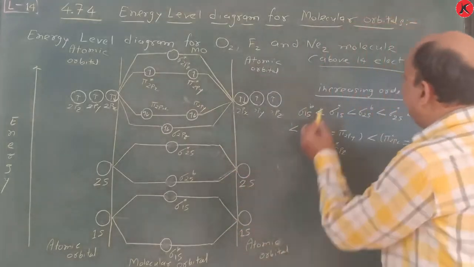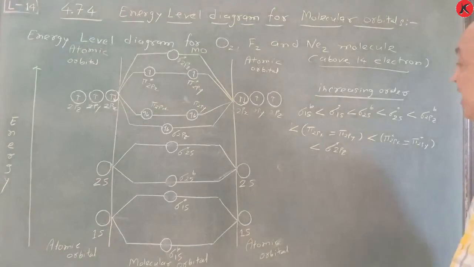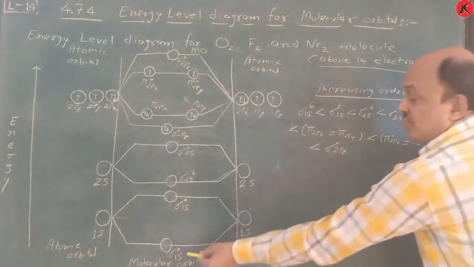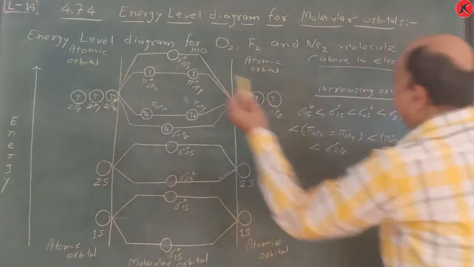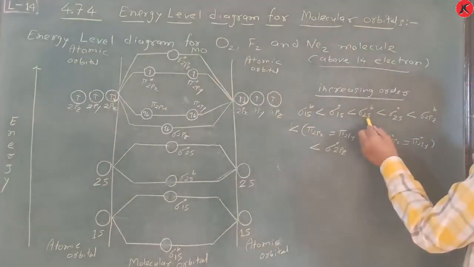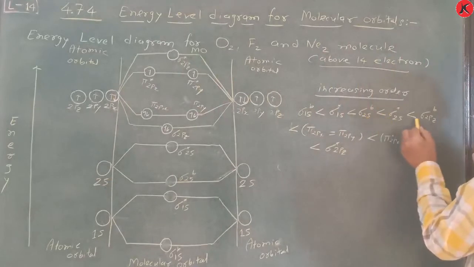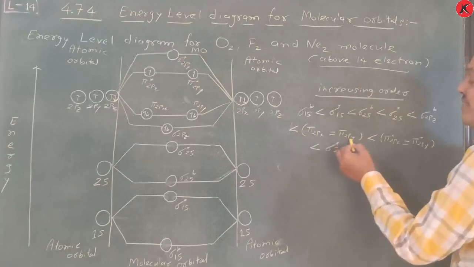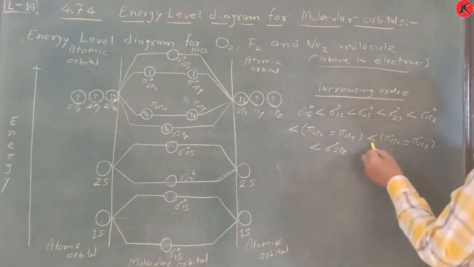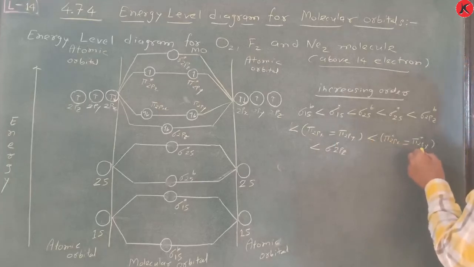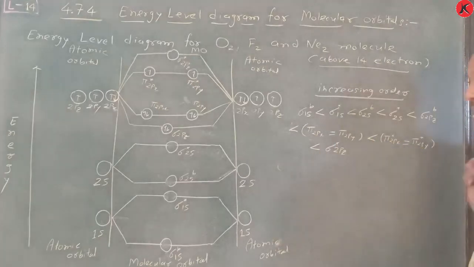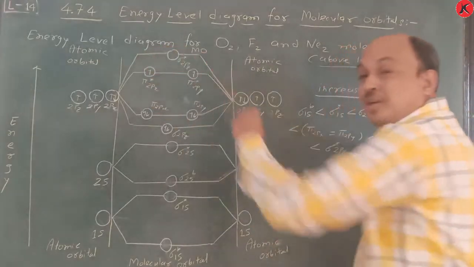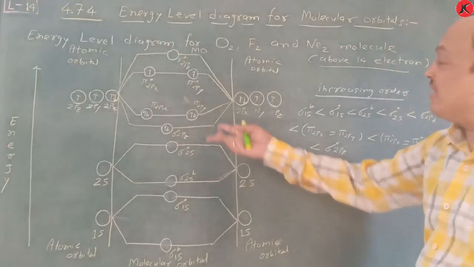So here, in increasing order, not decreasing: sigma 1s bonding is less than sigma star 1s. You see its energy is increased. In the same way, sigma star 1s, sigma 2s bonding, sigma star 2s, sigma 2pz bonding. But here, it is less than pi 2px, which is equal to pi 2py. This energy is the same. Less than pi star 2px, which is equal to pi star 2py, less than sigma star 2pz. So there is no change in the anti-bonding molecular orbitals, but in the bonding molecular orbitals there is a change.